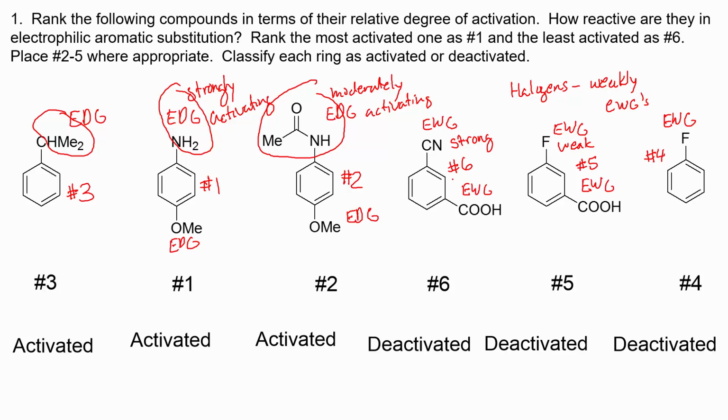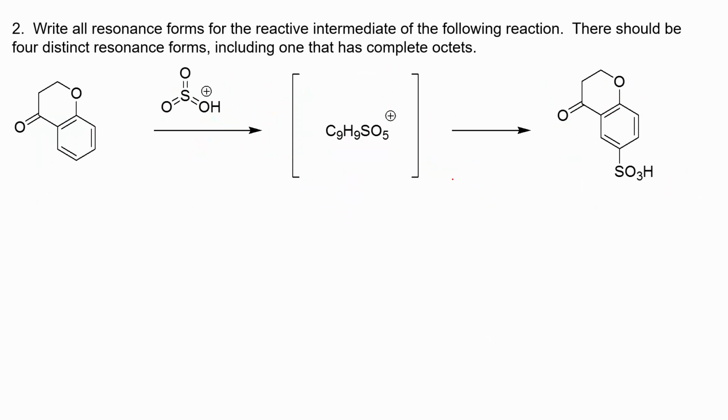Okay, all right, let's look at our next question here. Write all the resonance forms for the reactive intermediate in the following reaction. And this is the intermediate of a sulfonation reaction. Okay, it's important to note also, this is a bond line diagram. And don't be confused by the fact that we have hydrogens here. Don't let that make you come up with the wrong answer.